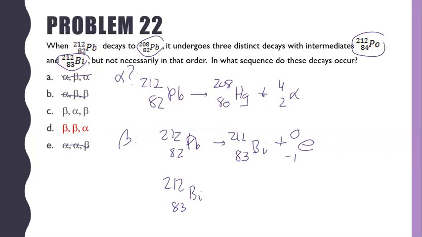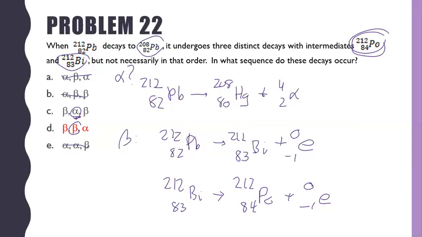Because I see the choice here that after the beta, I either have alpha or I have another beta. Okay, so if you try the alpha, you'll find out it doesn't work. I'm just trying the beta again to show you that it does work. So if I try the beta again, I get another electron coming off. This means that this goes to 84. And look at that, that's the polonium.